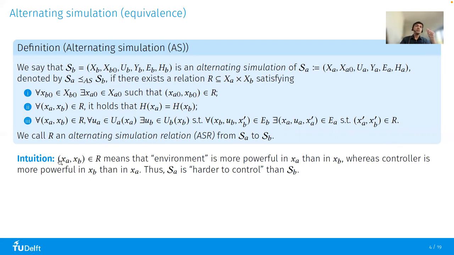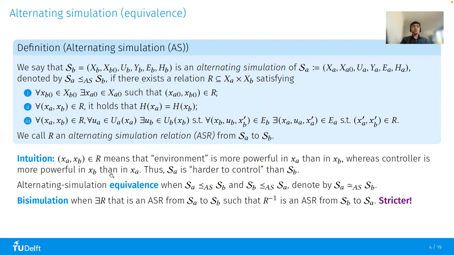The intuition behind it is that if XA, XB belong to the relation, then the environment is more powerful on XA, or at least as powerful on XA as on XB, whereas the controller is more powerful on XB than on XA. So they have the same output, but it's easier for the controller to move forward, attaining whatever specification it wants, if it's on XB than on XA. While in XA, it might be that the environment has more transitions to counterplay the controller. So SA is harder to control than SB, or at least as hard to control as SB.